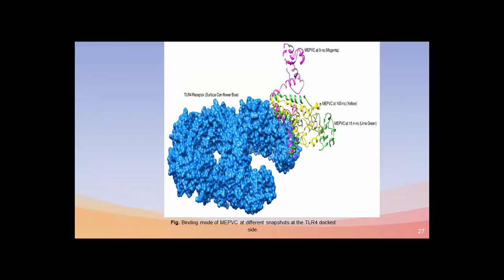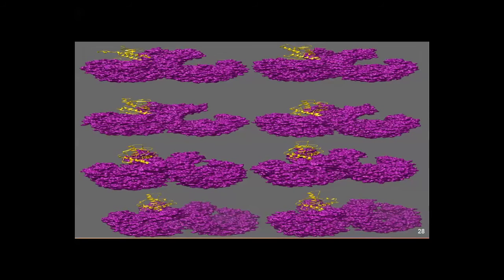but it remains anchored overall in the period of this simulation. This is showing the contact of the construct at 0 nanoseconds and 100 nanoseconds as well. So these are different binding modes, and all the binding modes were combined to see that over the whole simulation, and after all the procedures, this construct remained stable throughout the simulation.